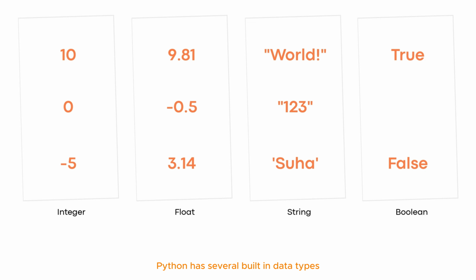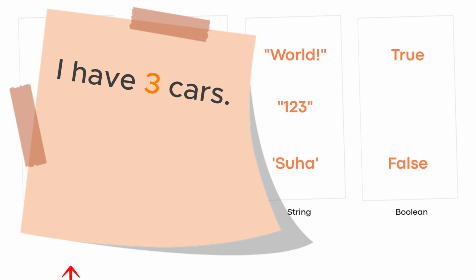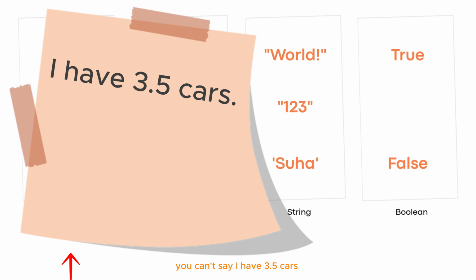Python has several built-in data types, but for now, we are going to focus on the four most essential ones. Integer. This is for whole numbers, both positive and negative, without any decimal points. For example, 10, -5, 0. Example like saying, I have 3 cars. You can't say I have 3.5 cars.